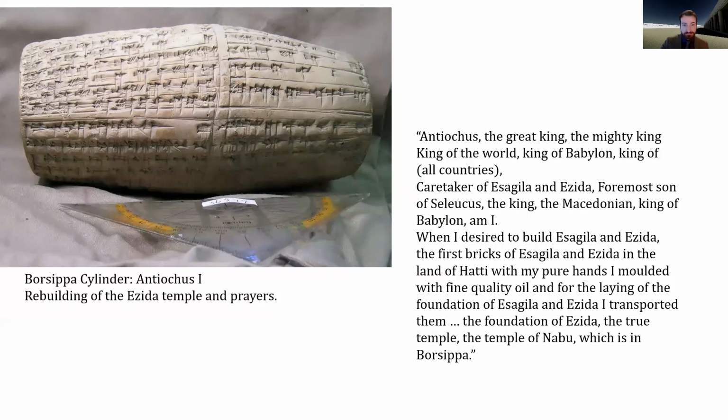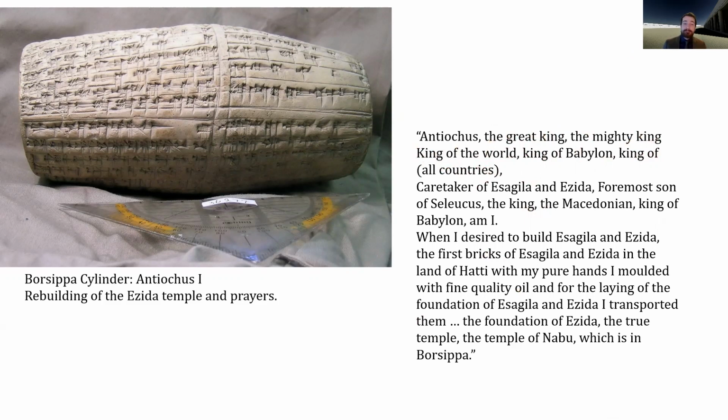So the Borsippa Cylinder talks about how Antiochus is the great king, the mighty king, king of the world, king of Babylon, king of all countries. So that's something that we have definitely seen before with the Achaemenid titles. So he is appropriating the Achaemenid titles here. And we could, in fact, make a comparison with the Cyrus Cylinder.